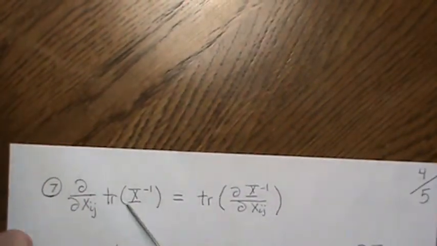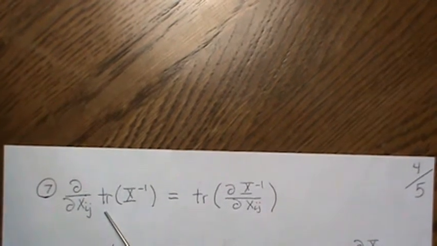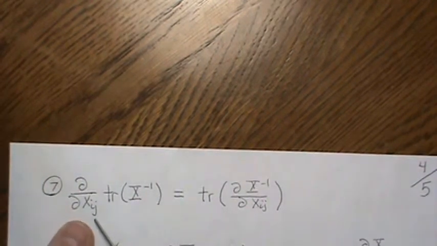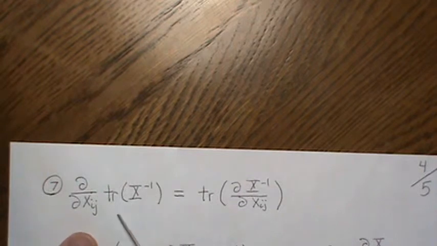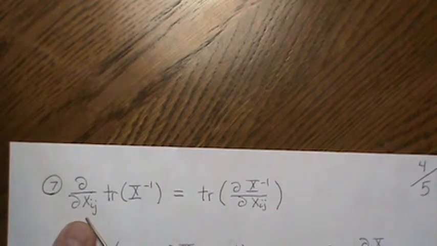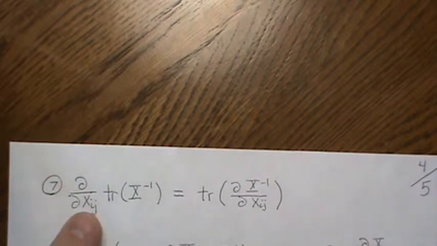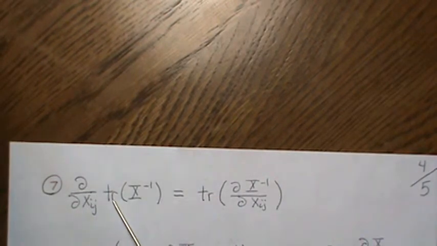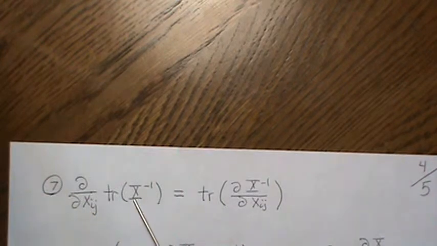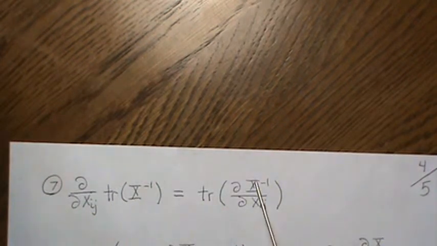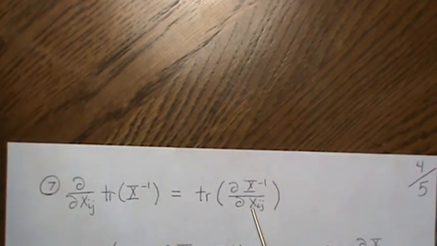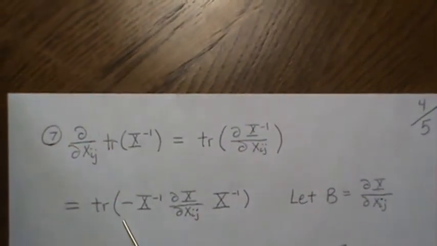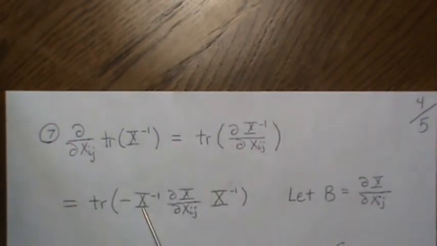So let's look at the trace of the X inverse. Now eventually we want to take the partial of the trace of this X inverse with respect to the matrix X. But let's just do it for one element first and use the previous result. Since the trace has a neat property that you can take the partial through, it's the trace of the partial of X inverse with respect to the ijth element. And then using the previous result, we get this right here.